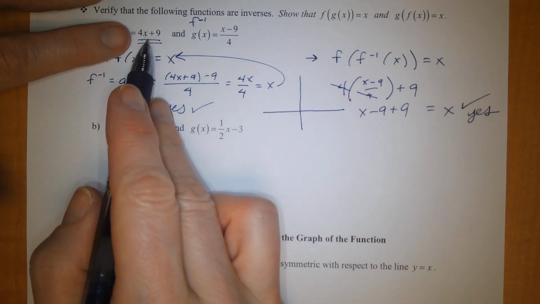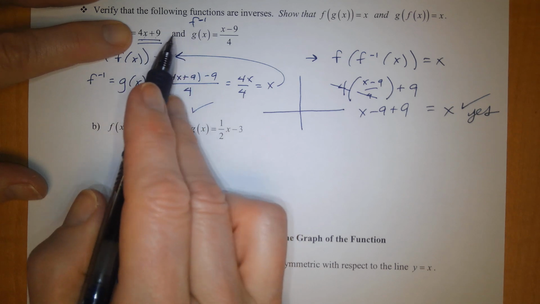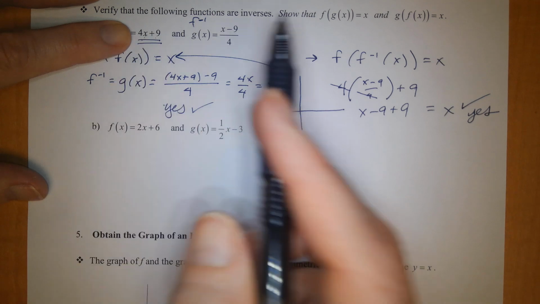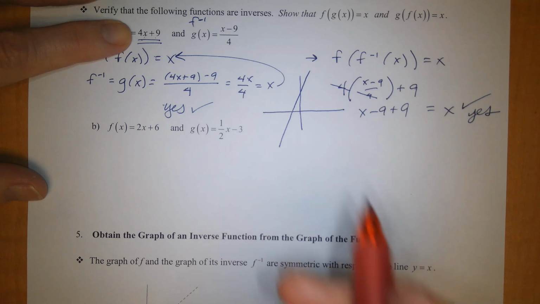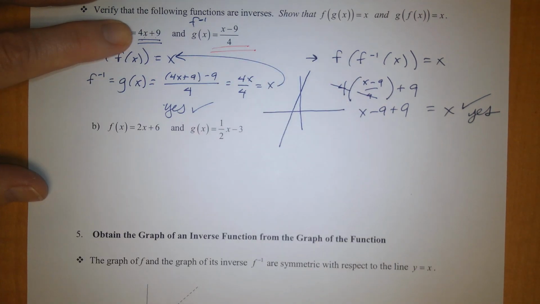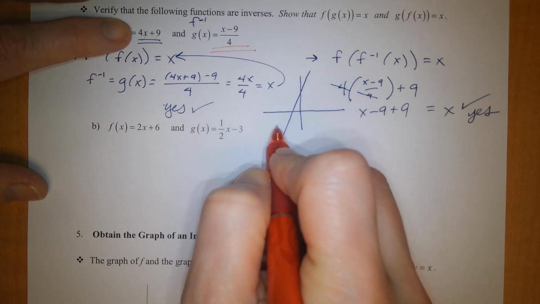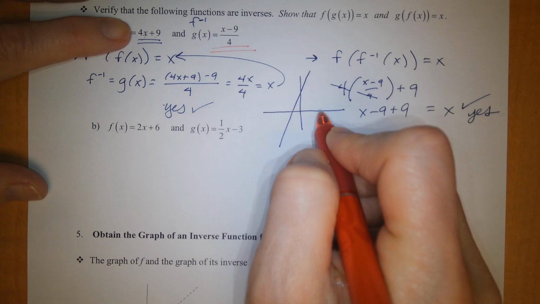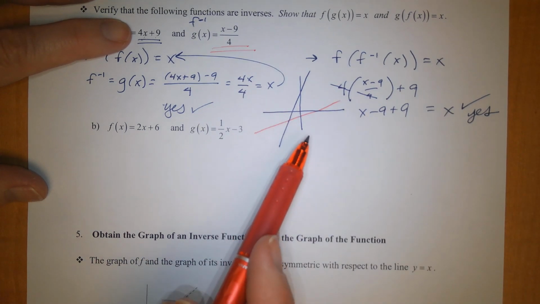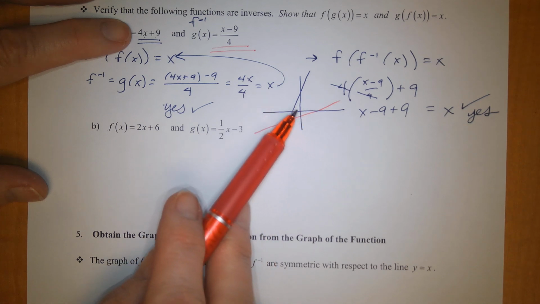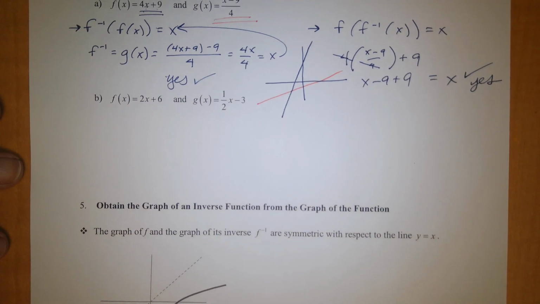If I were to graph this linear function right here, it has a y-intercept of 9 and a slope of 4. Let me show you the graph of g of x, which is supposed to be its inverse. That graph is going to look like this. In a minute, I'll show you why you could tell by looking at this that these are inverses of each other. For now, I just sketched the graph.